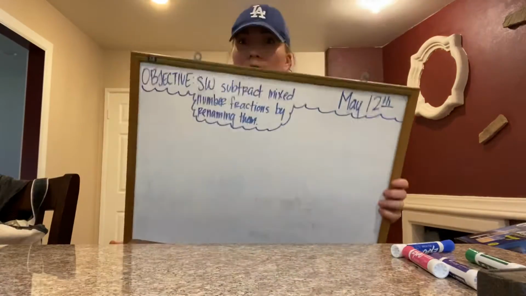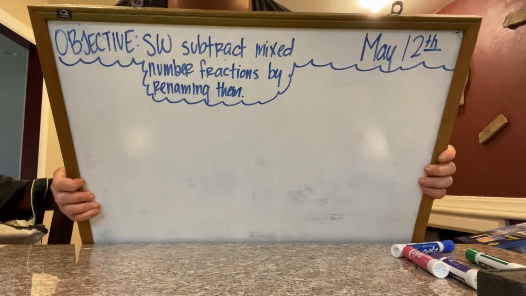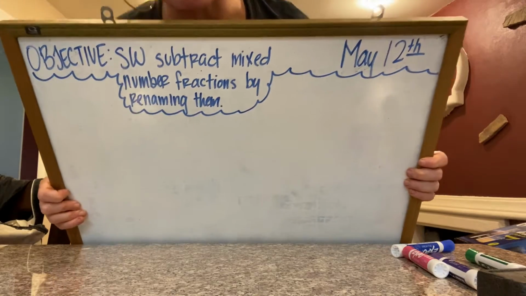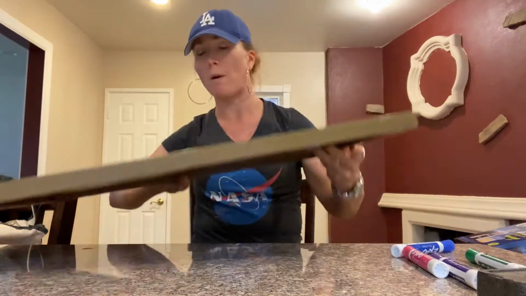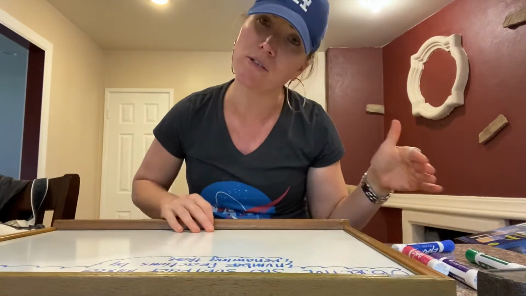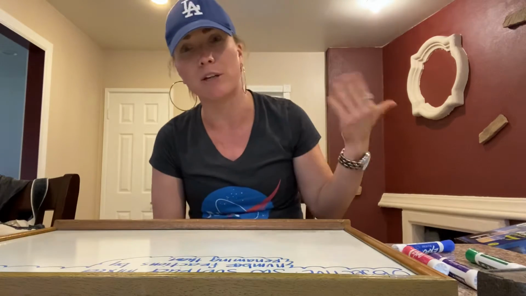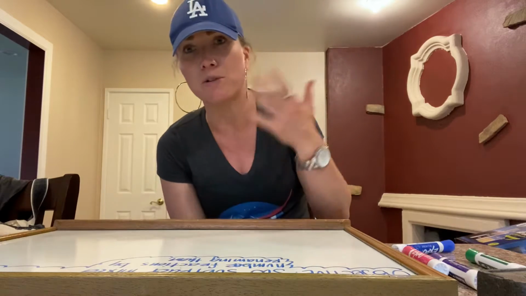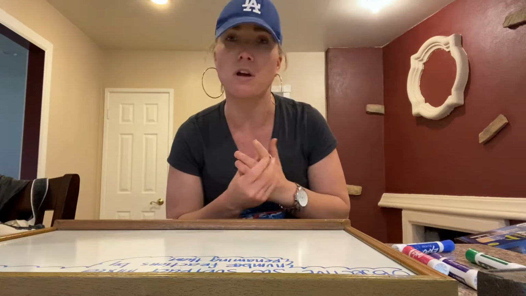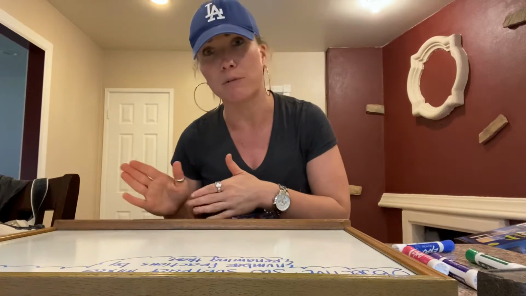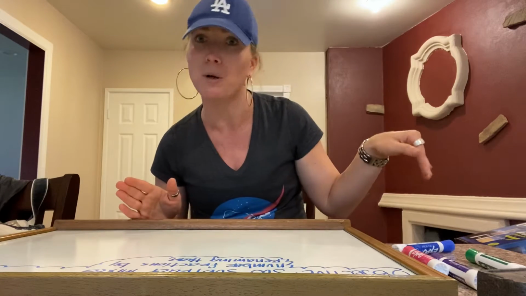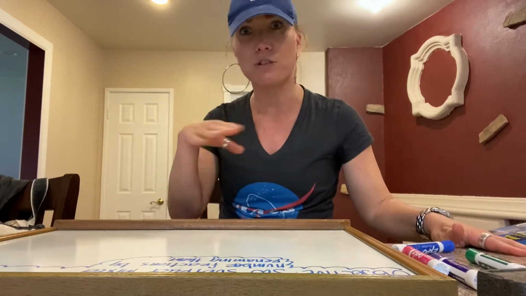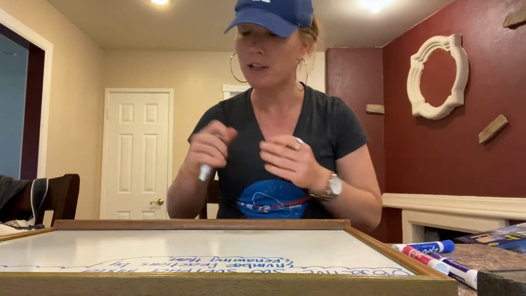So on my board here, you can see the objectives. Students will subtract mixed number fractions by renaming them. Remember last week, you subtracted fractions by borrowing and regrouping. This week, we're going to work on a different method where you take the mixed numbers and just rename them as improper fractions rather than borrowing and regrouping. These will be the two main methods that we use for this unit. We're going to go ahead and get started.